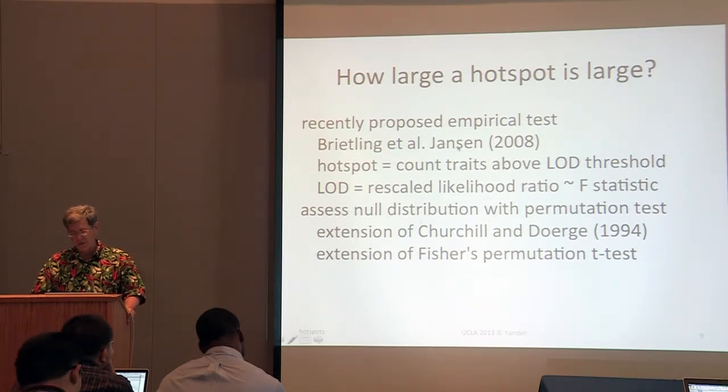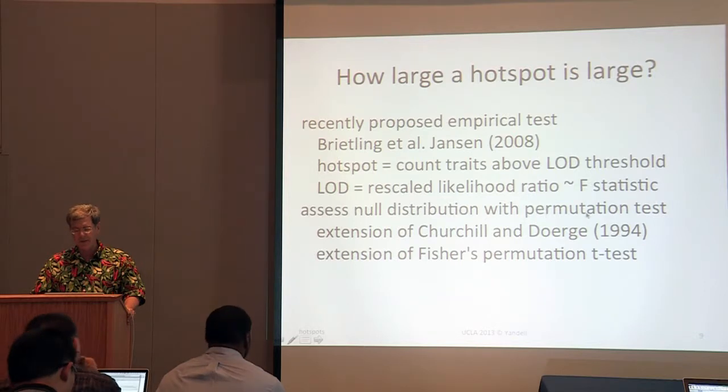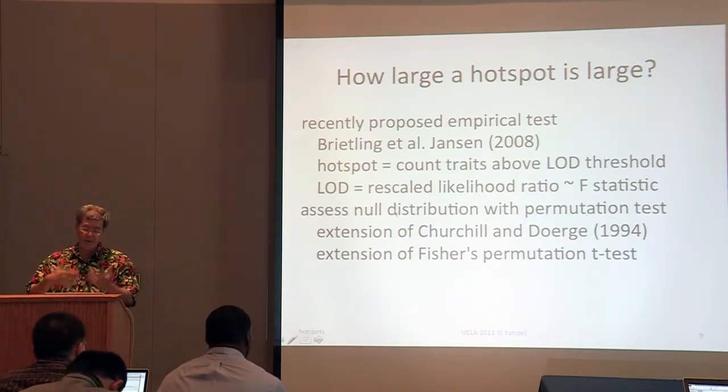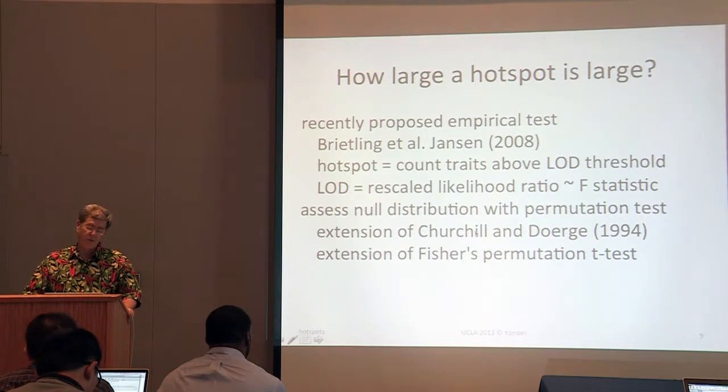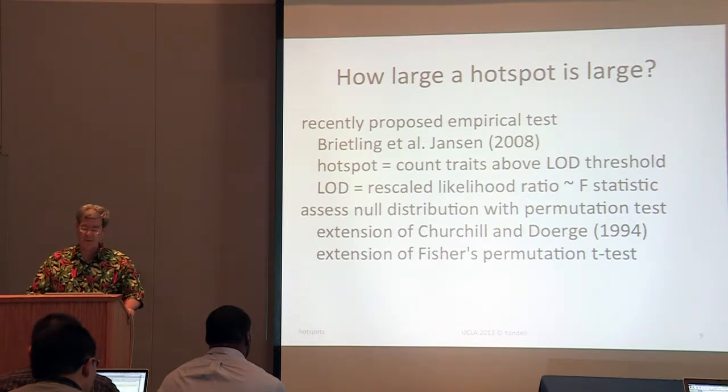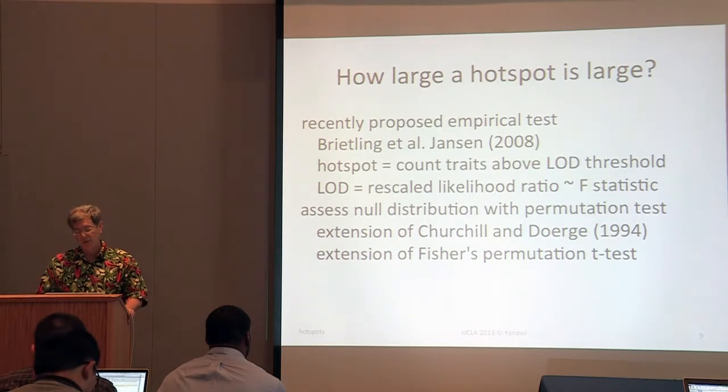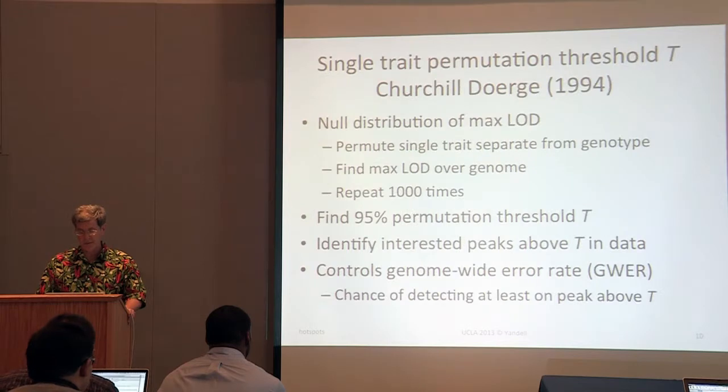Basically what Janssen did was show how to do a permutation test to get at the null distribution, that is, if there's nothing genetic going on. And it's an extension of Churchill and Doerge's work, which was the QTL study that set up permutation-based thresholds for individual traits, which in itself was an extension of Fisher's permutation t-test, which I mentioned earlier. Okay.